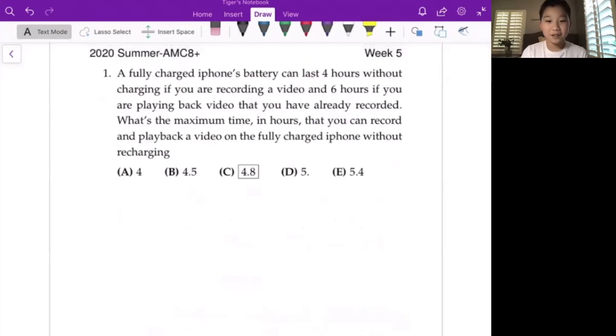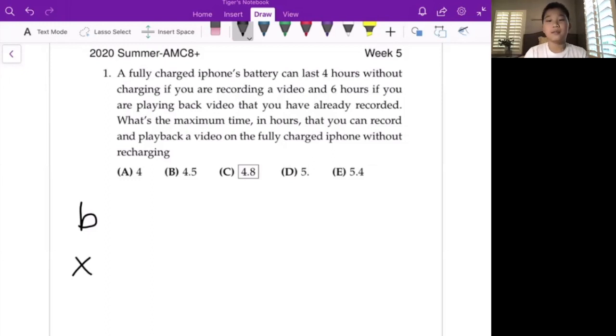Problem 1. A fully charged iPhone's battery can last 4 hours without charging if you're recording a video, and 6 hours if you are playing back video that you have already recorded. What's the maximum time in hours that you can record and play back a video on the fully charged iPhone without recharging? So for clarity, let's make the amount of battery that the iPhone has as B when it's full. And also, let's denote the maximum time that you can record the video as X.